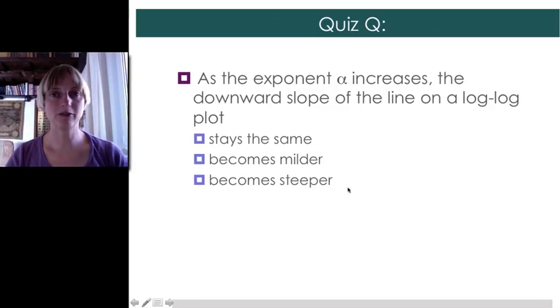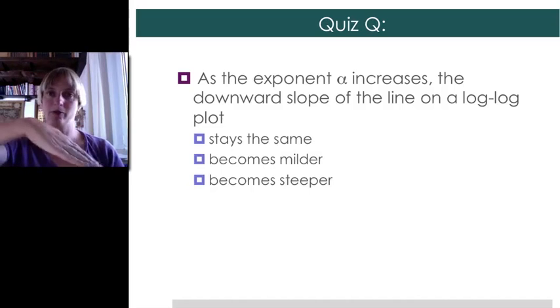So let's check if we understand what's going on. As the exponent alpha increases, so we're not talking about minus alpha, we're talking about the exponent alpha, the downward slope of the line on a log-log plot, what does it do? Does it stay the same, become milder? So from your point of view, does it do this? Or does it become steeper?